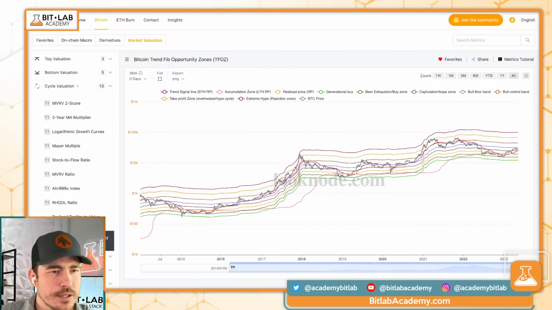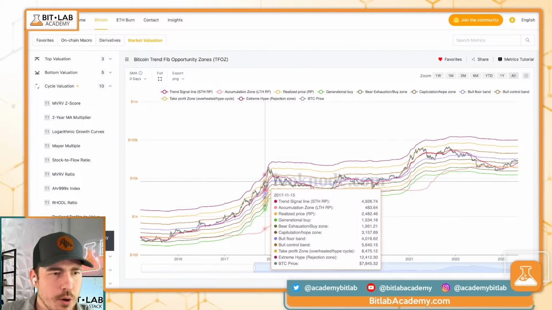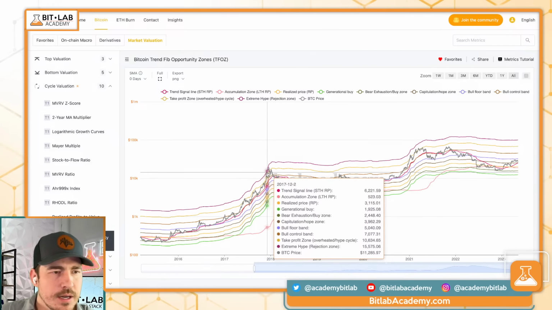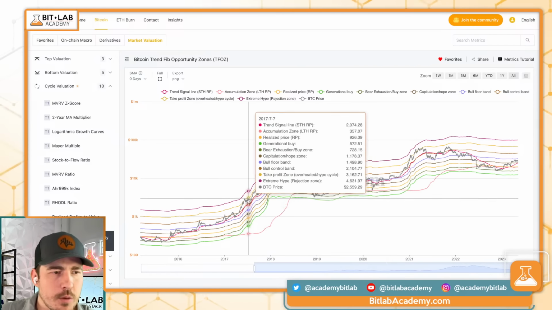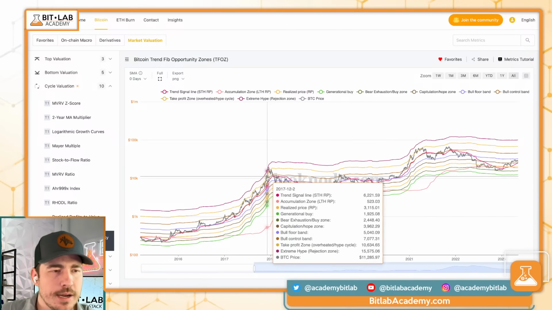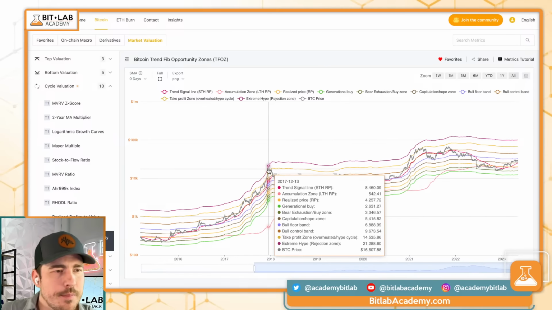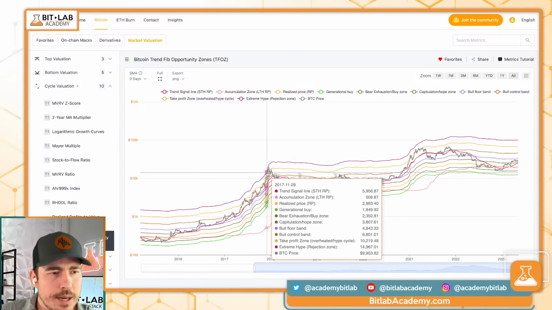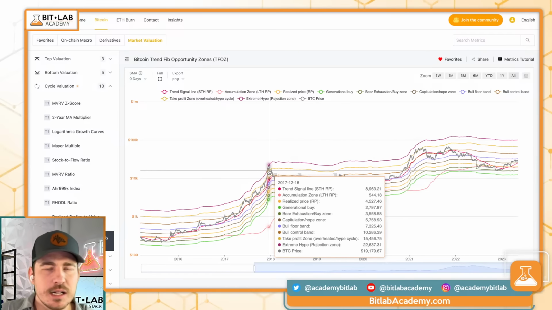If we zoom in on this just a little bit, we can see this. See, once we broke this overheated zone, which is right here, we knew this was a clear take profit. We're tapping it, but we broke it right here. And then we got all the way up and almost tapped this extreme hype. So we're between these two zones, clear take profit area.